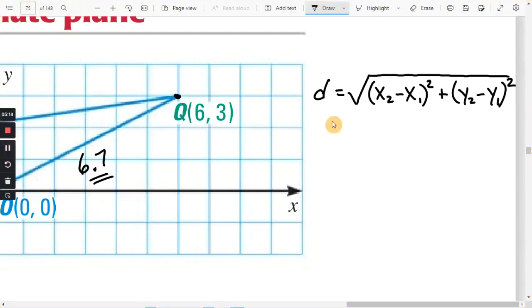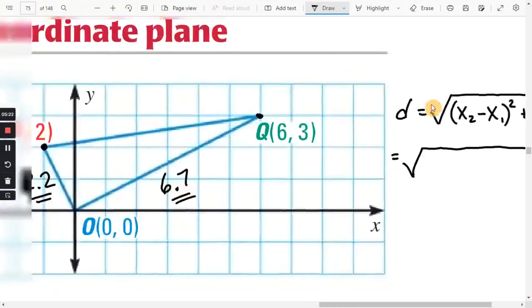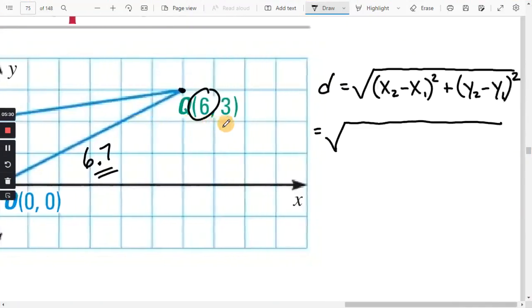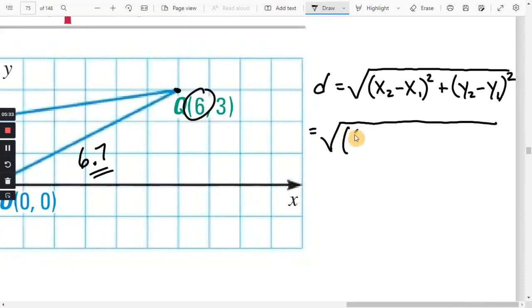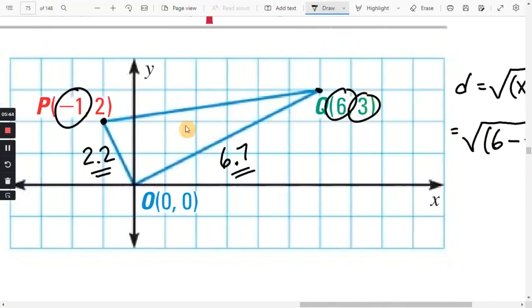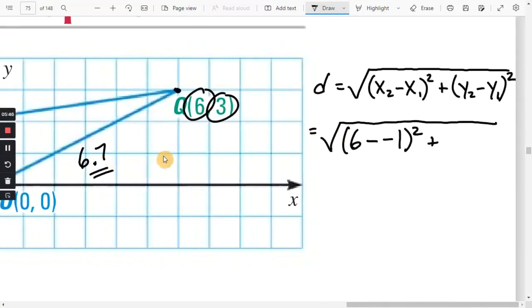Okay, using our distance formula, we have the square root, and we're going to do change in x first. Unlike slope, the order doesn't matter, so I'm just going to do 6 minus -1. Okay, so in parentheses, 6 minus -1, and that is squared. And then the change in y, we can just do 3 minus 2. So for the change in y, 3 minus 2. And that is squared.